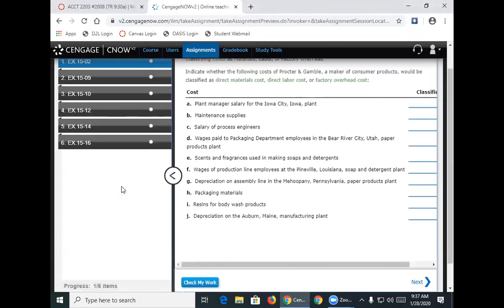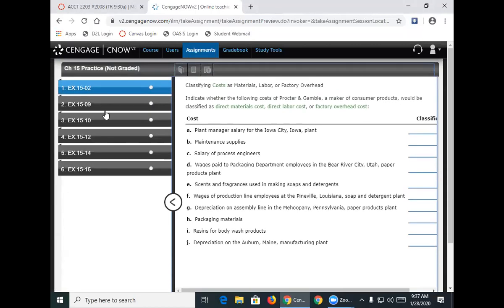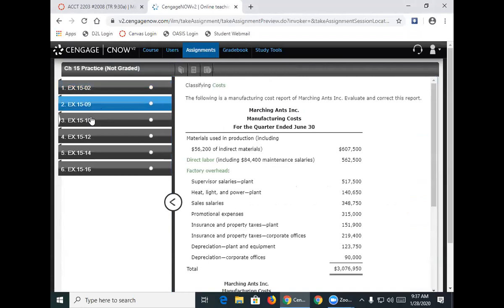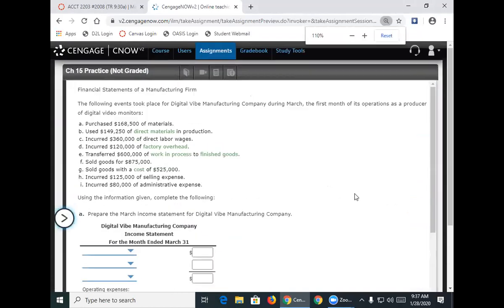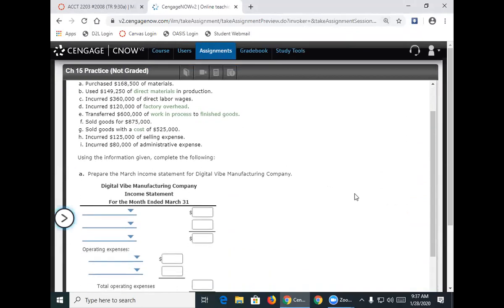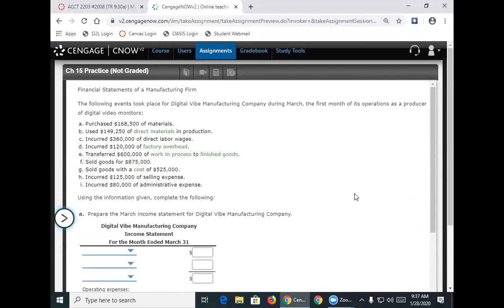Okay, so we did the first 2 exercises. So we should be ready for number 3. So we talked about last week the different cost flows for manufacturing. In this case, we're actually going to look at doing an income statement. It gives us all of our different costs on this one.